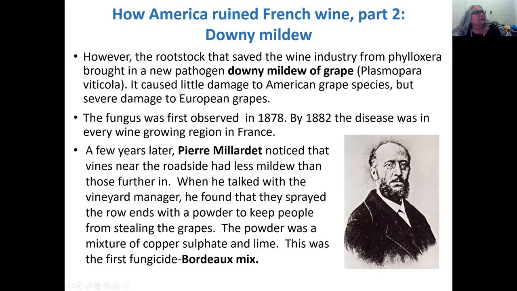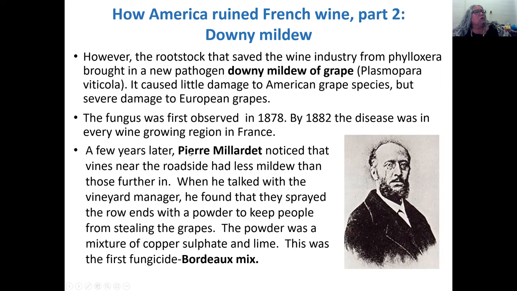However, this rootstock that seemed like it was the best thing ever brought a new pathogen to Europe, the downy mildew of grape. It causes very little damage to American grape species, but is severe on European wine grapes. So it was first observed in 1878 as the wine industry was recovering. And by 1882, it was in every wine growing region in France. So things look bad again.